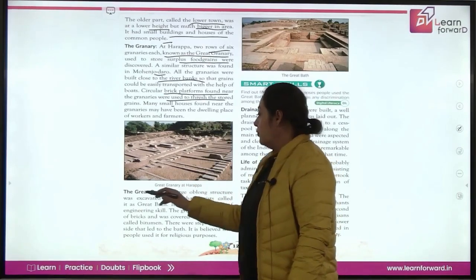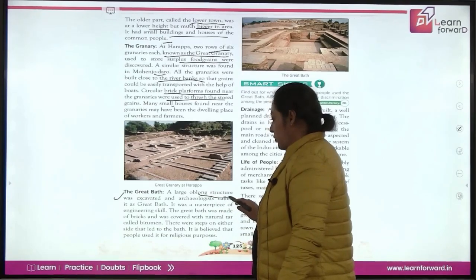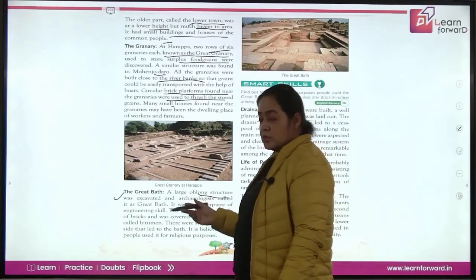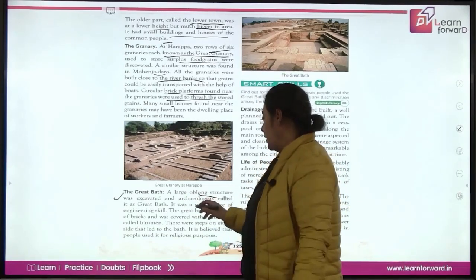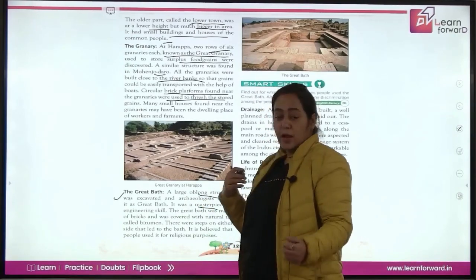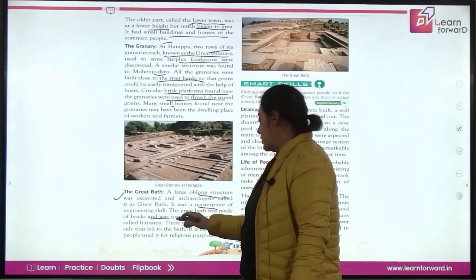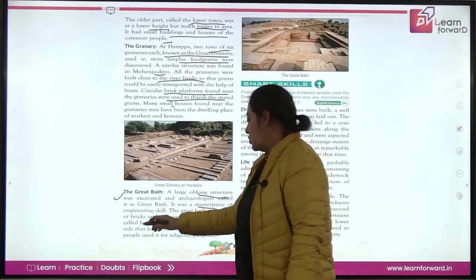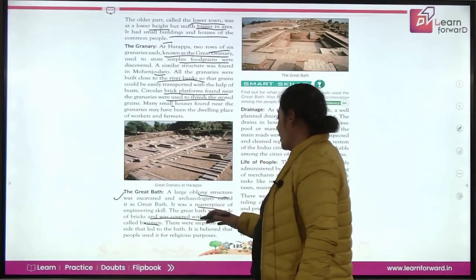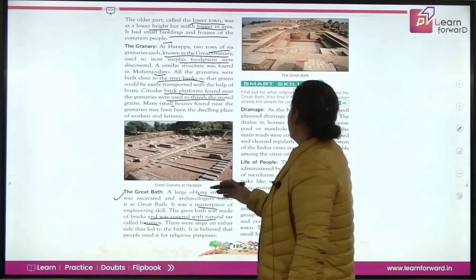Then there is the Great Bath, which is very unique to this culture. In those days, oblong structure banaya tha, and the Great Bath is a masterpiece of engineering, and you will be flabbergasted if you go and see it. The Great Bath was made of brick and was covered with natural tar, right. Now you can see the Great Bath was extended.